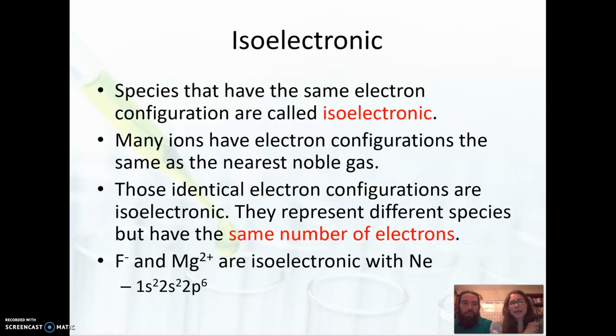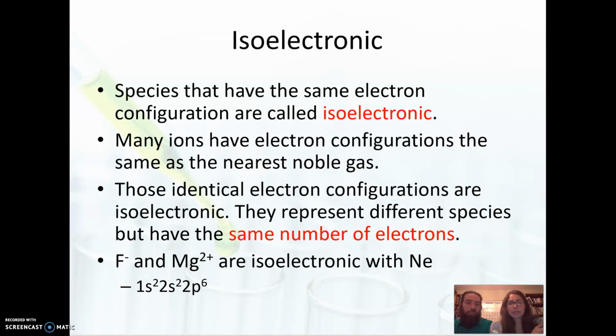Isoelectronic is a new term, and it means that something has the same electron configuration as something else. So species that are isoelectronic to each other have the same electron configuration. What does that mean? It means they have the same number of electrons. So many ions that we've noticed today will either lose or gain electrons to become isoelectronic with the nearest noble gas. That's a very low energy state. That's a very, quote, happy state for the atoms, and they will lose or gain electrons to become isoelectronic with the nearest noble gas.